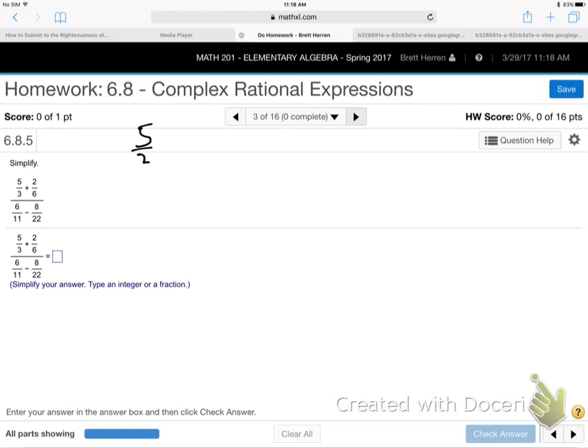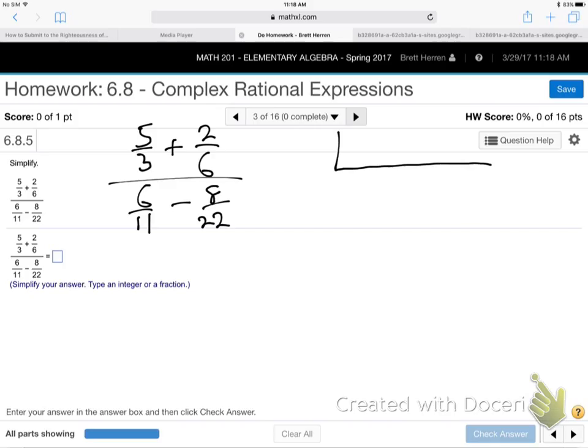So we have 5/3 plus 2/6 over 6/11 minus 8/22. Okay. Yeah, this is an ugly one. I'm trying to think what the easiest way to do it would be. I guess the easiest thing to do would be to take all those denominators and put them in a big L box. So the 3, the 6, the 11, and the 22.